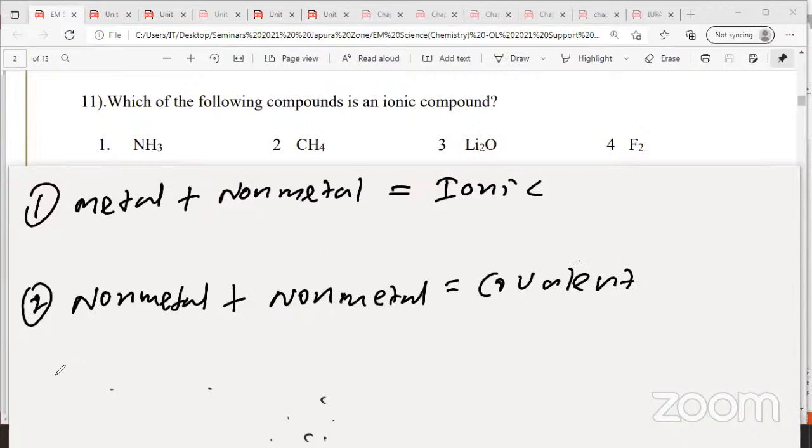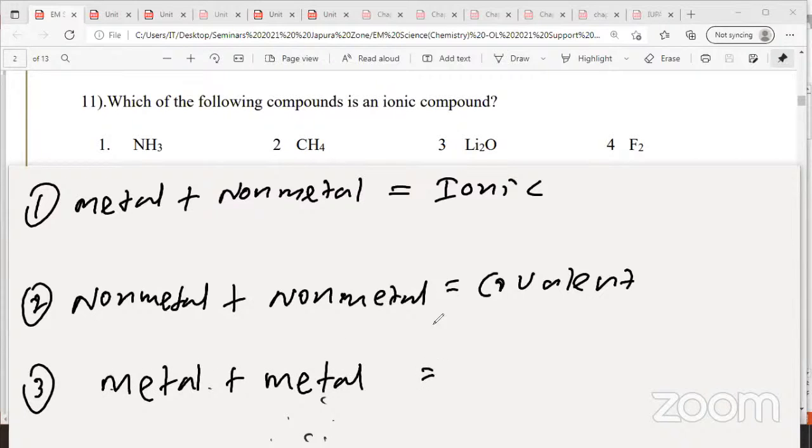The third possibility, metal combine, but in your syllabus, no chemical bonds. Actually there's something called metallic bonding, but it's not there in your O-level syllabus. Therefore you get alloys. If metal combine, alloys, but at A-level we call it metallic bonding. That is one exception, right? Now there are exceptions also under this. Now I'll give many examples.